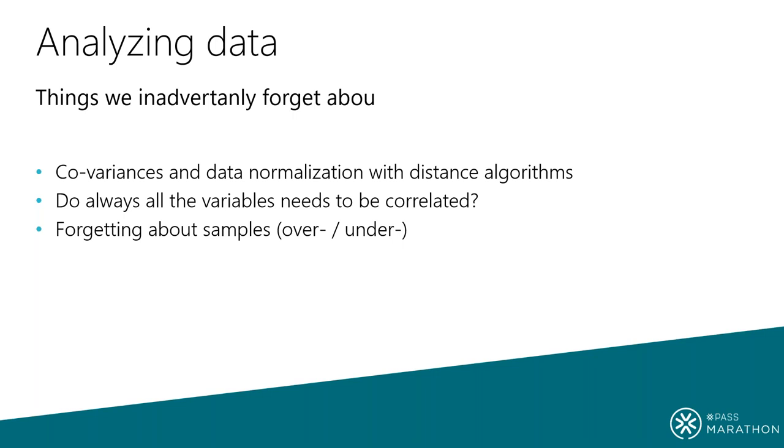The next thing is things that we inadvertently forget about. Imagine distance-based algorithms. Those are very prone to the type of data that we put in. And if we forget to normalize them, then covariances between different data types and different lengths of those data types will cause inadvertent differences in the end result. I always ask myself, do all the input variables need to be correlated? Yes and no, it really depends on the type of problem you're solving.